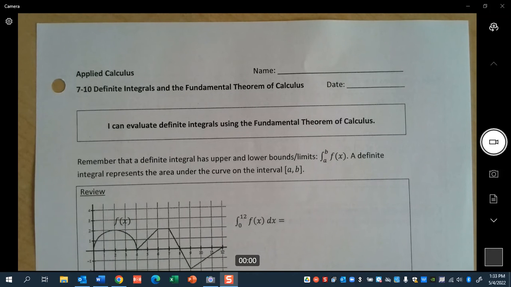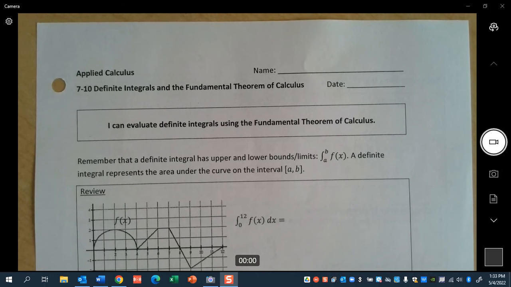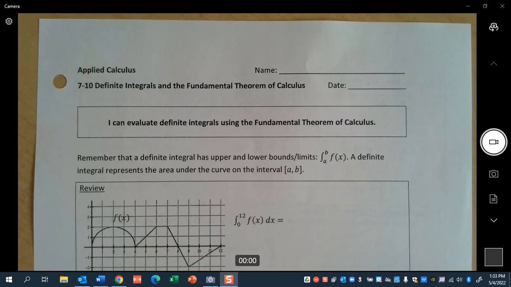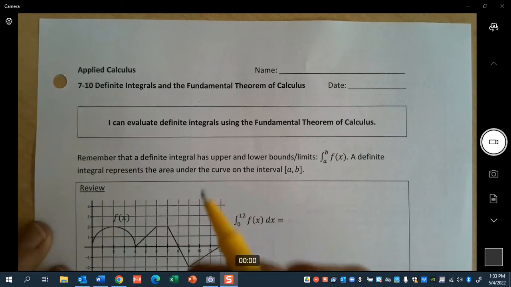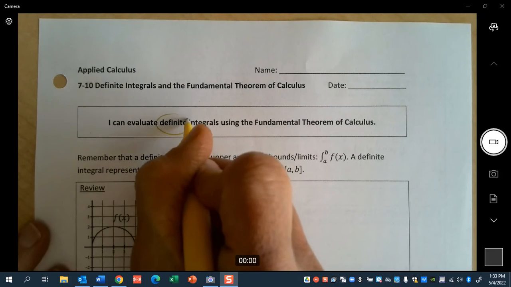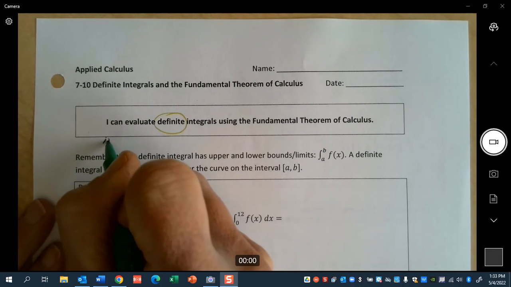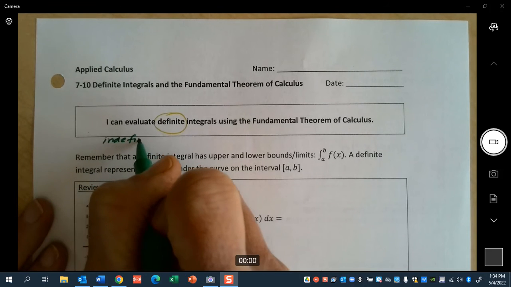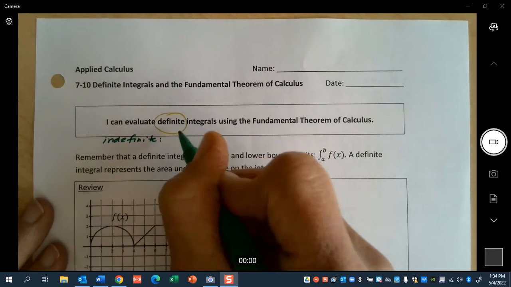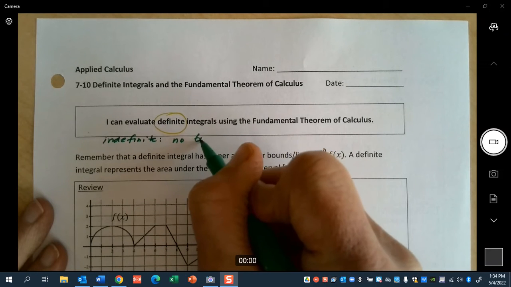So today we're going to go ahead and talk about evaluating the definite integrals. And I want to make sure that you understand what we mean by definite integrals versus the indefinite ones that we were doing before. So when we had indefinite integrals, that's where we had no bounds.